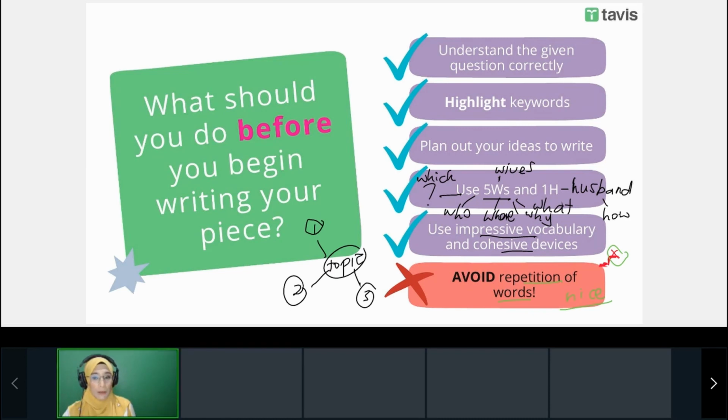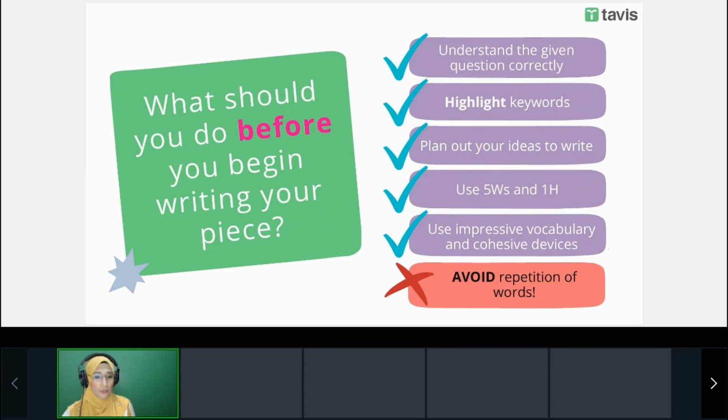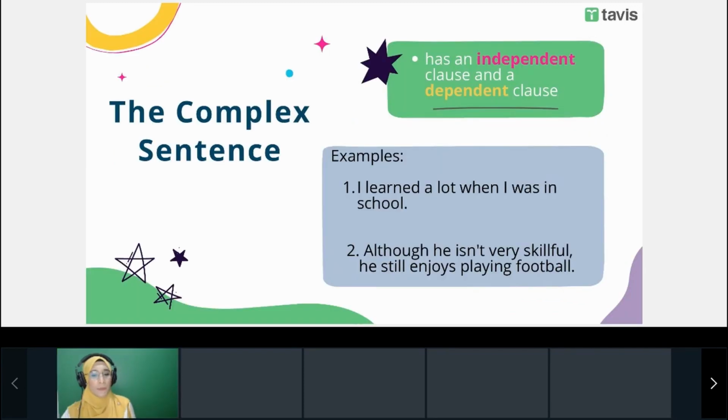Now next we are going to take a look at the complex sentence structure. Now what is this? Sounds so complex. Yes, it is a little complex, but it's actually easy if you know how to form the sentences correctly.